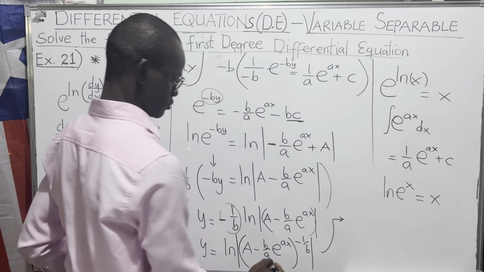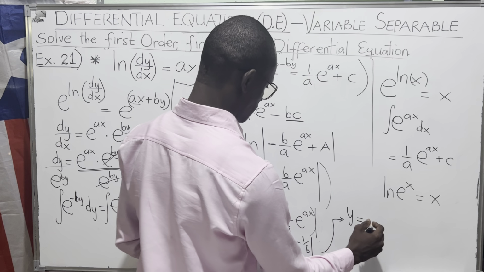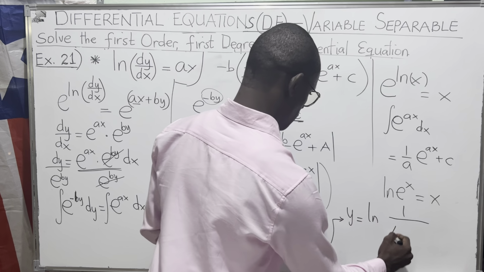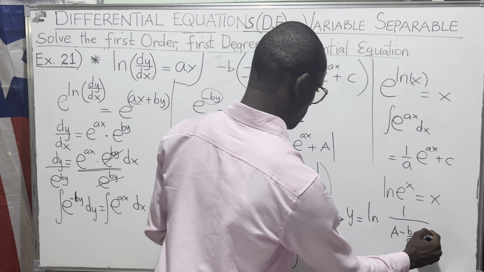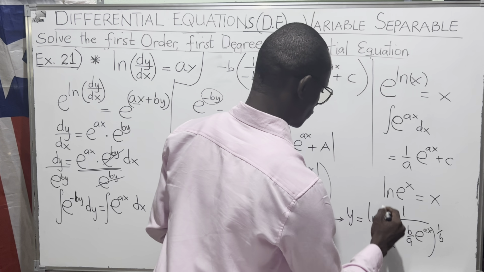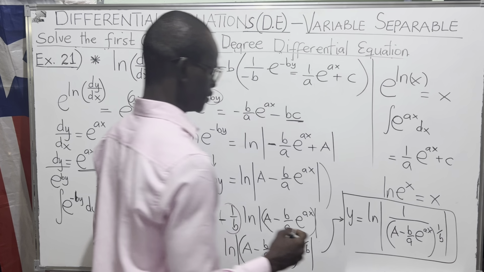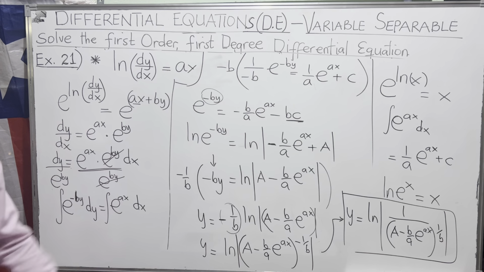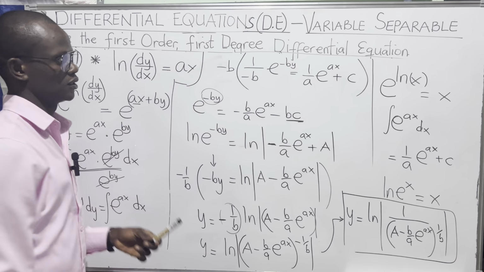Finally, to change this sign to positive, we can reciprocate. So y is just equal to the ln of 1 over a minus b over a e raised to the power ax, raised to the power 1 over b. So this is a general solution of the differential equation ln of dy by dx equals ax plus by.